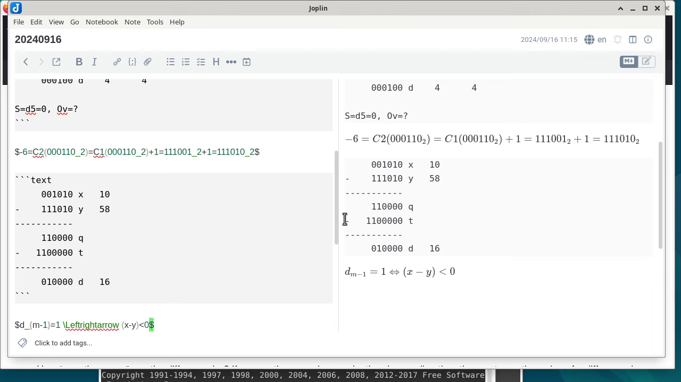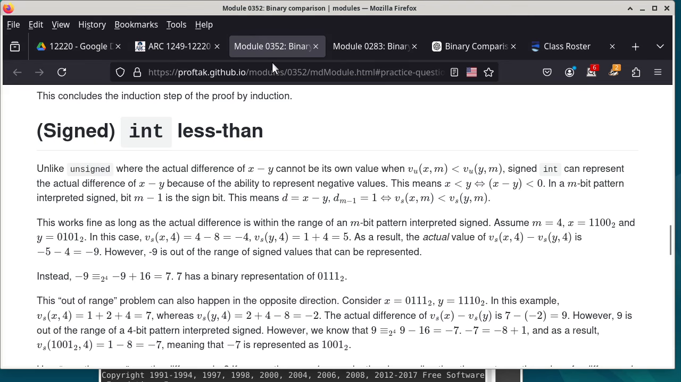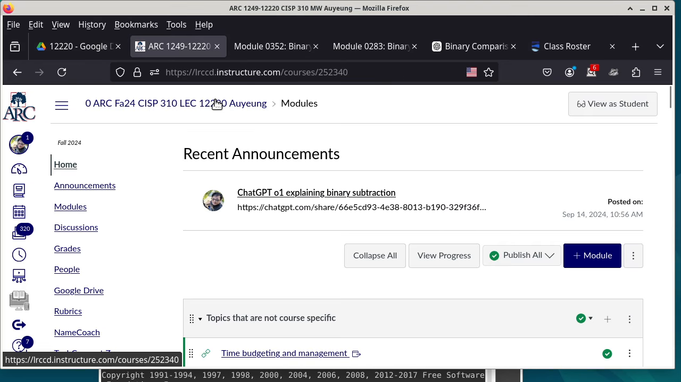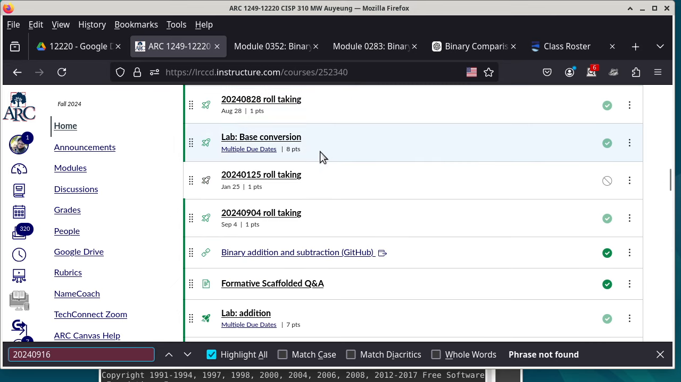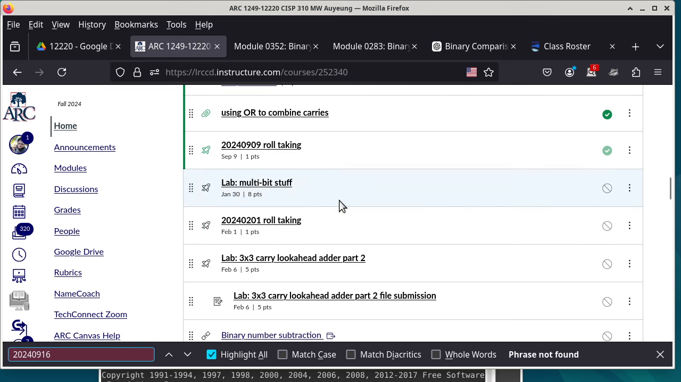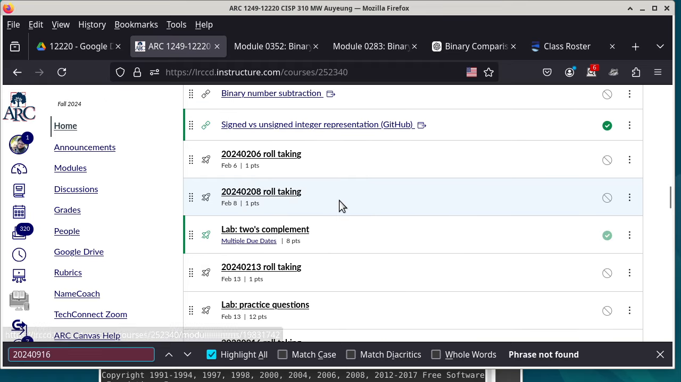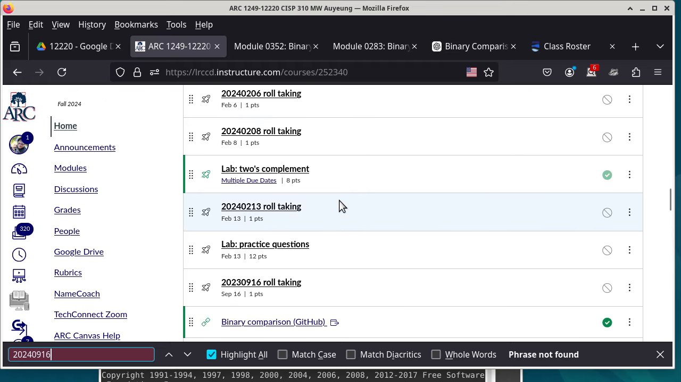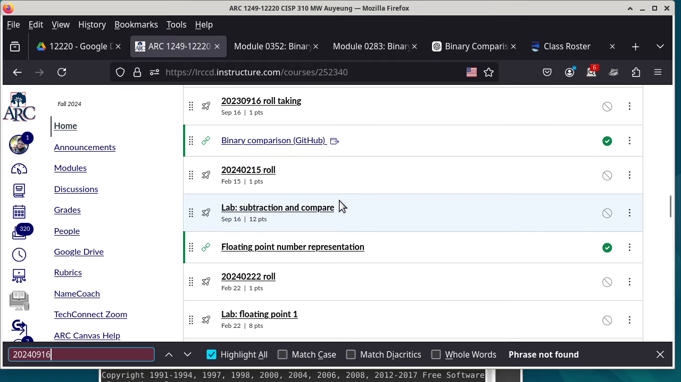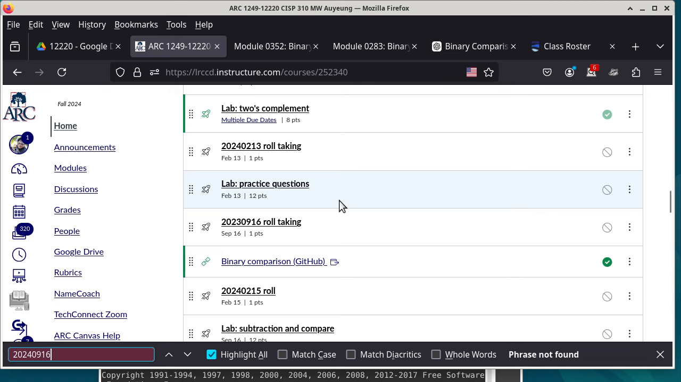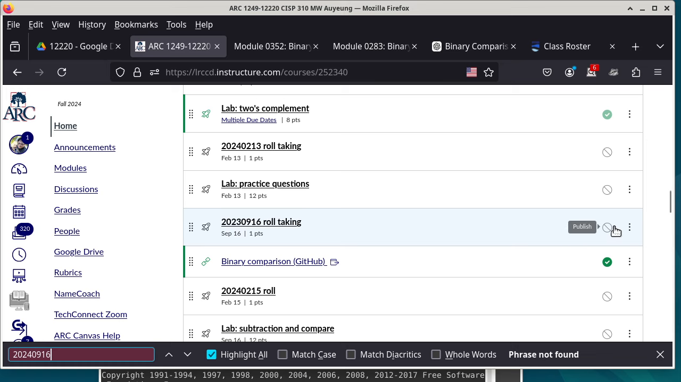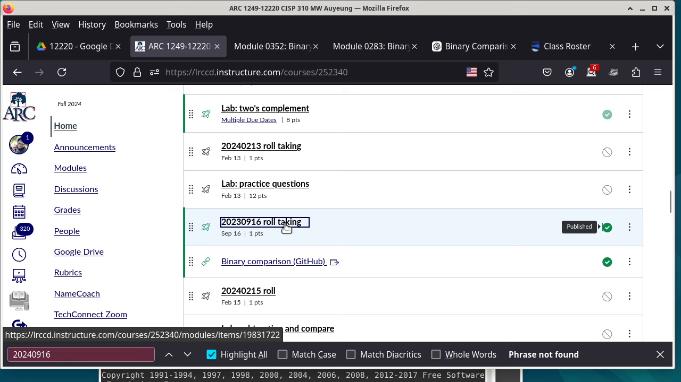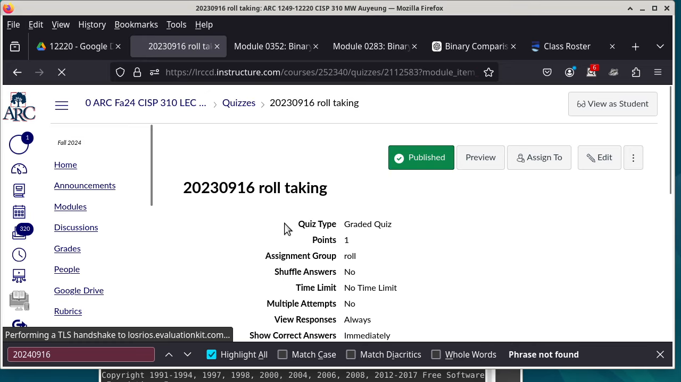And for now, I'm going to switch back to Canvas, and I'm going to take roll today. You know, I don't take roll every day, but today is one of those days when I decide, yeah, look, let's go ahead and take roll. So today is 0916. And where did I put it? I thought I set it up today. Am I in the right class? Yep. Oh, it is here, but I put in the wrong year. That's why I couldn't find it. It's okay. The actual date is set up for today, even though it's labeled incorrectly.